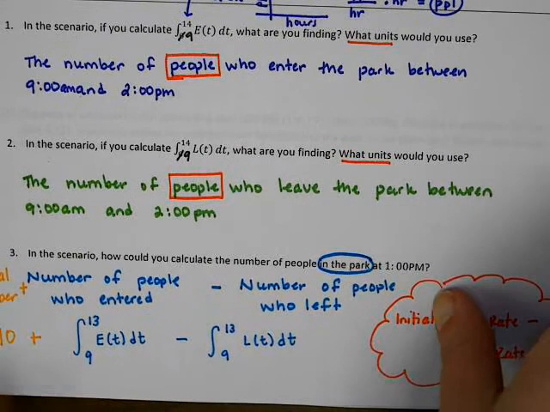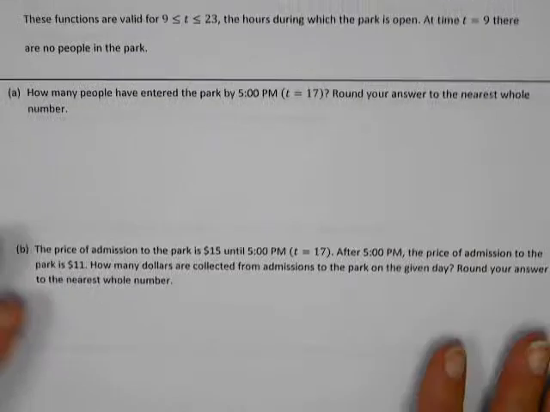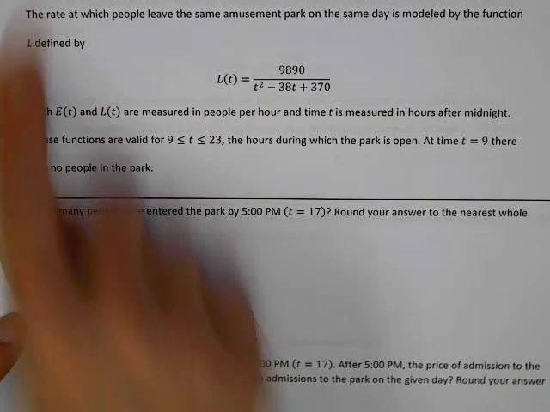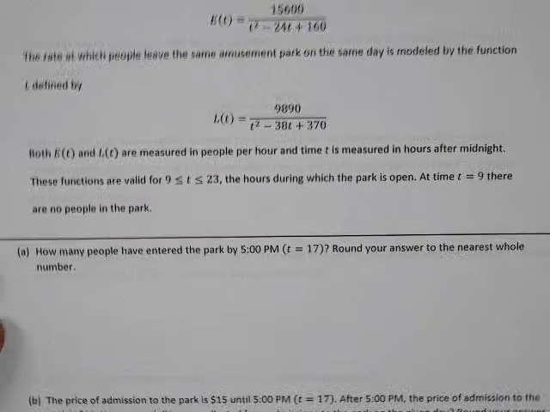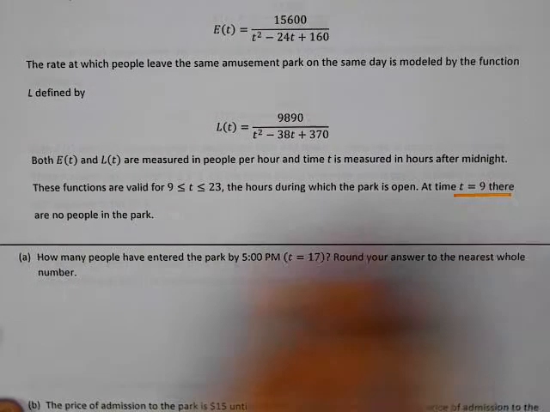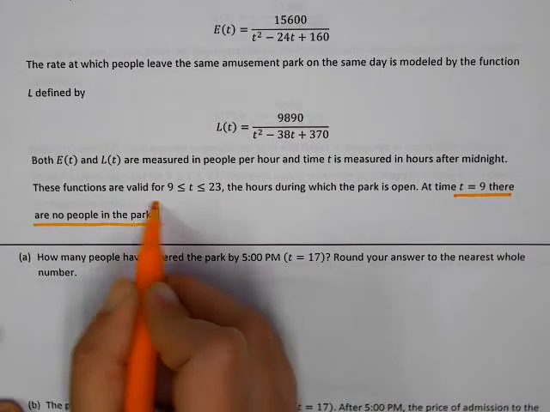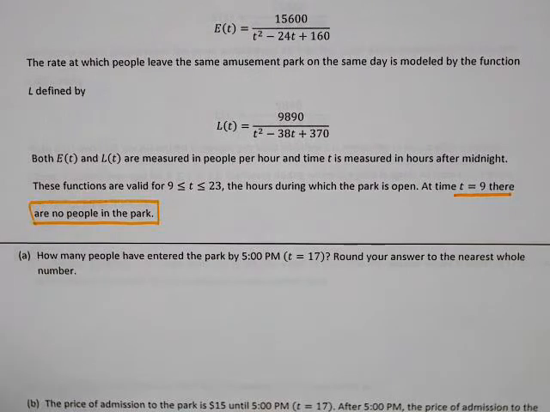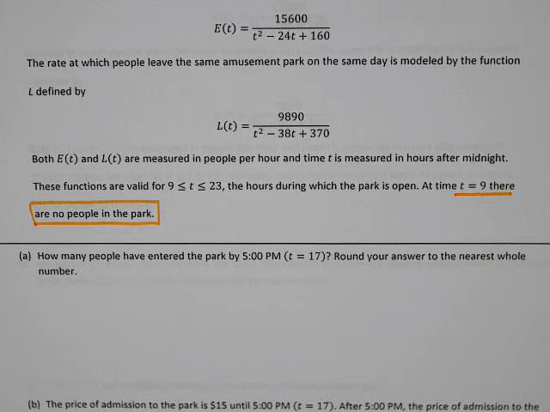Let's look at some more examples. So, let's say I give you the exact same scenario. I literally just wrote it again on this page so you didn't have to keep flipping back and forth. And I said, the only change is that at t equals 9, there were no people in the park instead of 10 people in the park. Okay, so we've got people coming in, we've got people going out. It's still open from 9 to 23 hours, so 9 a.m. to 11 p.m. And at the beginning of the day, there was nobody there.